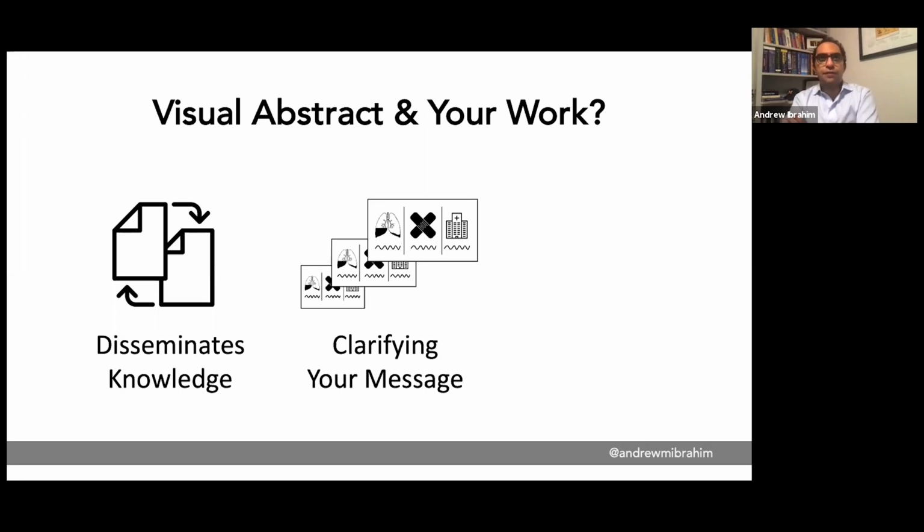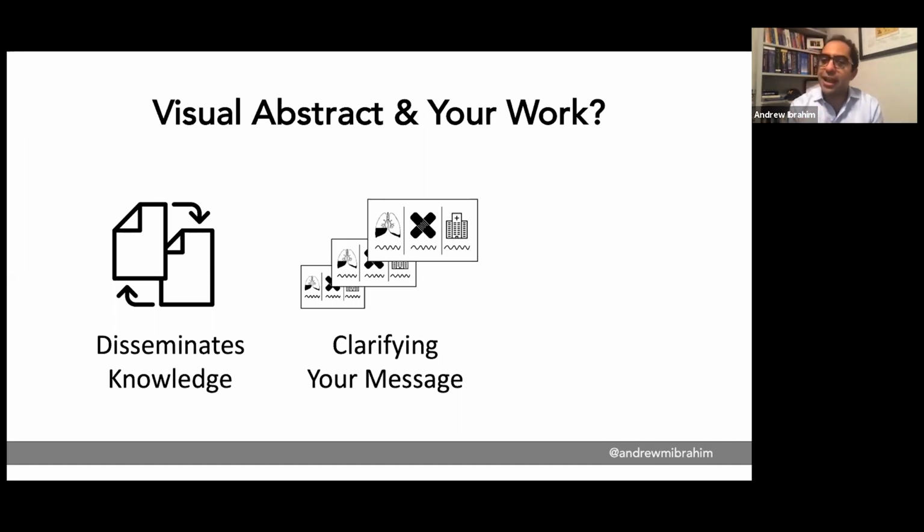Number 2, I think, is you'll find if you start doing this work, it actually clarifies your message. I can't tell you how many times I did visual abstract workshops in person where people bring their favorite paper, something they've worked on for years, they're so proud of, and they go through the visual abstract process, and especially those points around clarity and what's your real message.